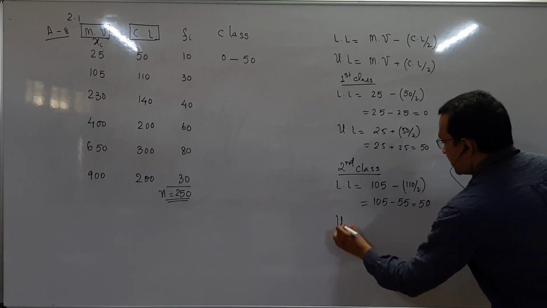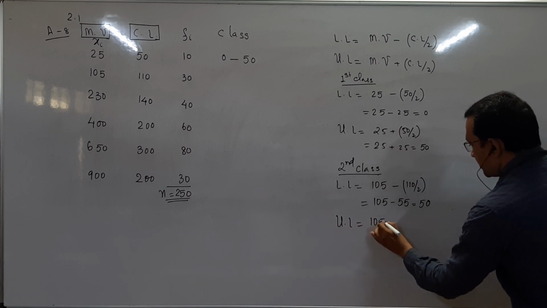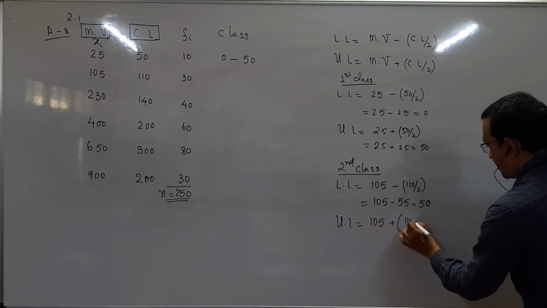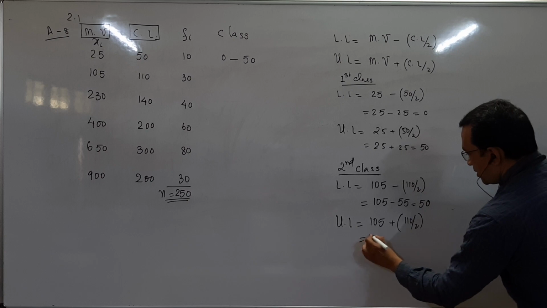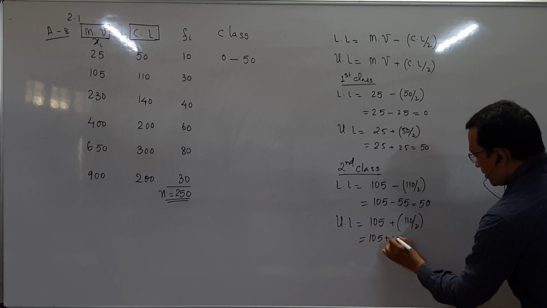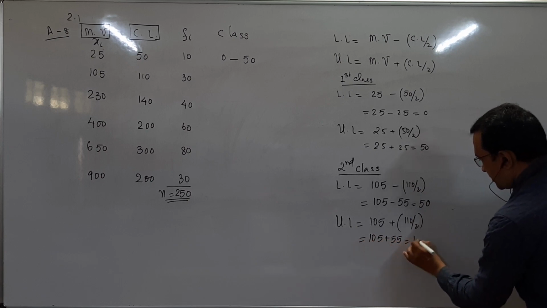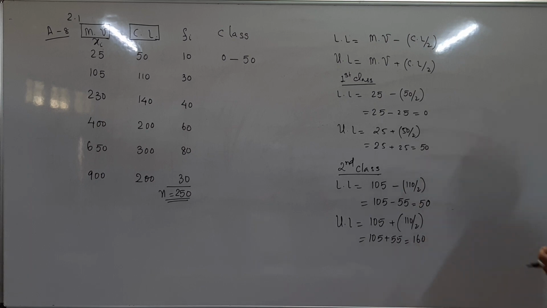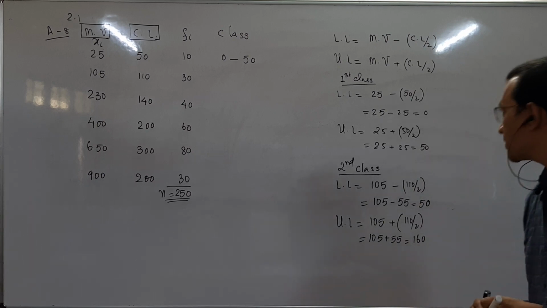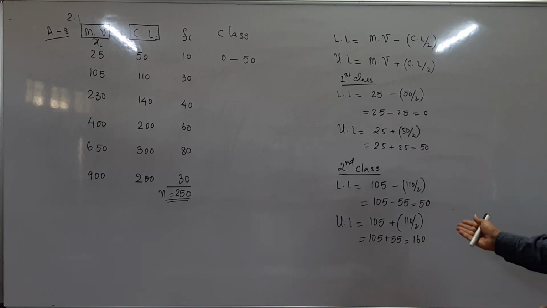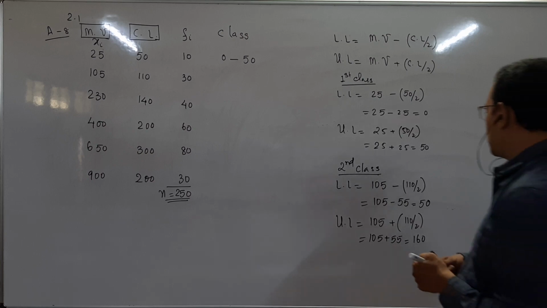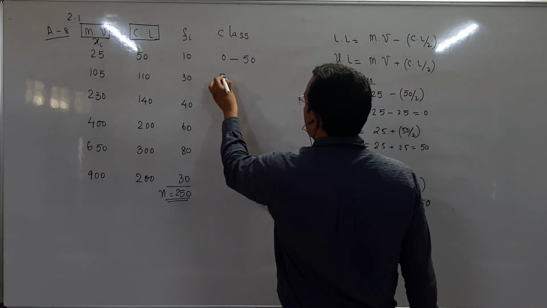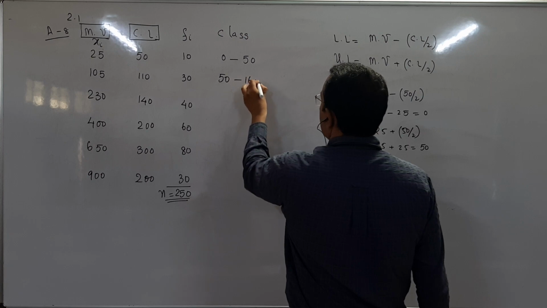And the upper limit of the same class is 105 plus 110 divided by 2. So 105 plus 55, and that is nothing but 160. So my second class will be 50 to 160.